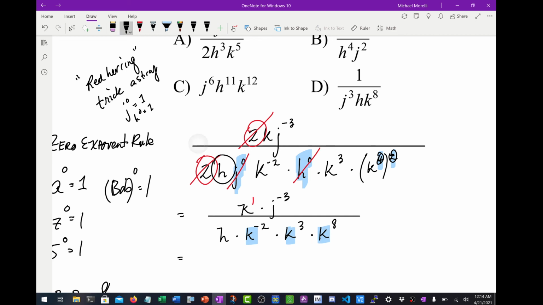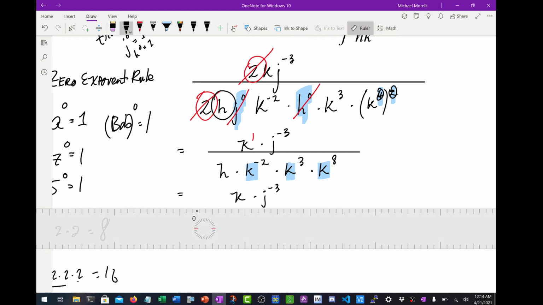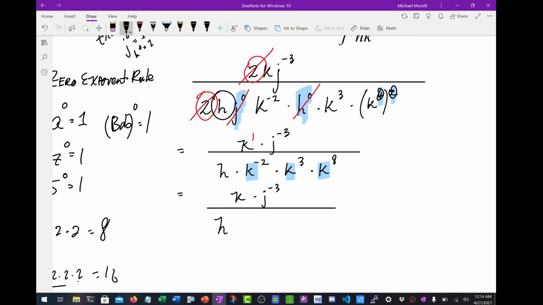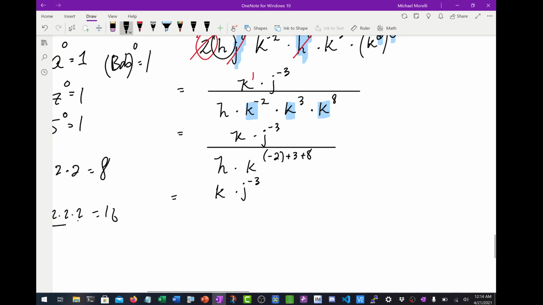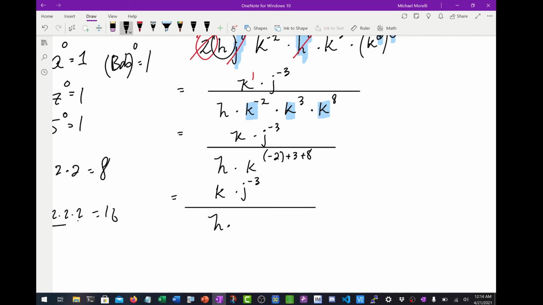Okay, so first let's rewrite the numerator. K times j to the negative 3rd. Again, we're going to deal with that in a second. Downstairs, I've got h times k raised to the power of negative 2 plus 3 plus 8. So negative 2 plus 3 is positive 1. Positive 1 plus 8 is positive 9. So I've got k times j to the negative 3 over h times k raised to the power of 9.